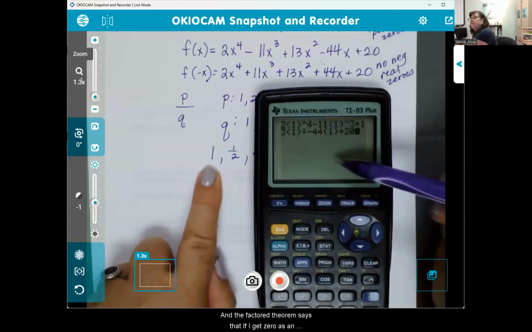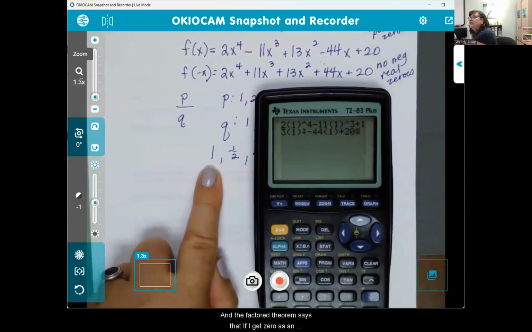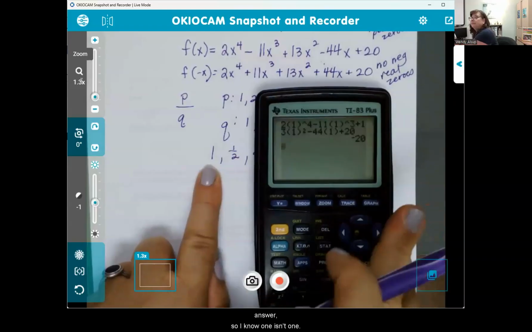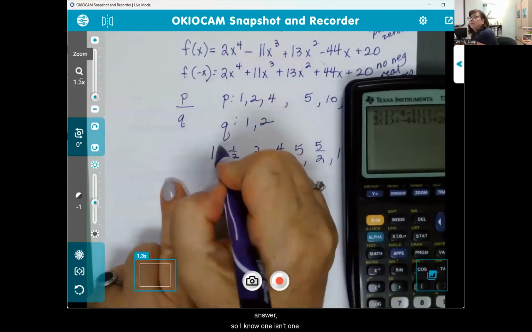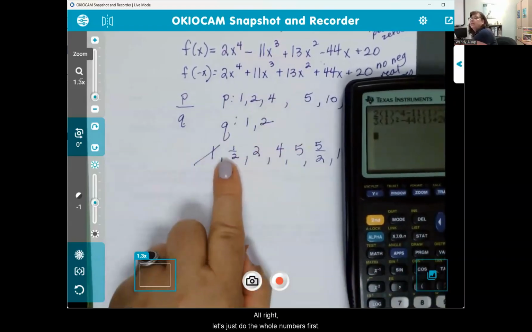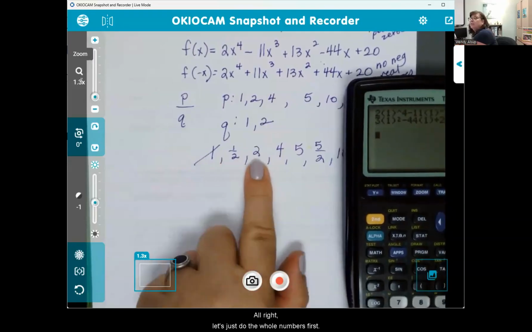And the factor theorem says that if I get 0 as an answer, then 1 is a factor. I don't. I got negative 20 as an answer. So I know 1 isn't one. Okay, cross them out. All right, let's just do the whole numbers first.